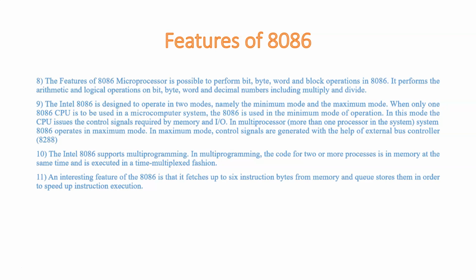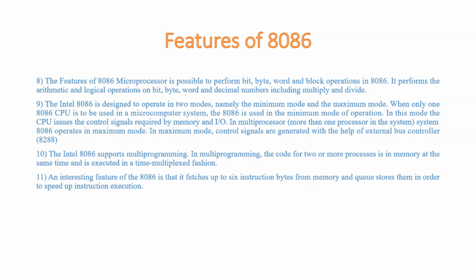And 8086 can store 6 bytes of instructions in a queue. So what is the use of the queue? By storing the 6 bytes of instructions in a particular queue, we can speed up the instruction execution. For example, you have two units in 8086. One is the bus interface unit and the other is the execution unit. In the bus interface unit you have a queue, and in the execution unit you have the other registers, control unit, everything.